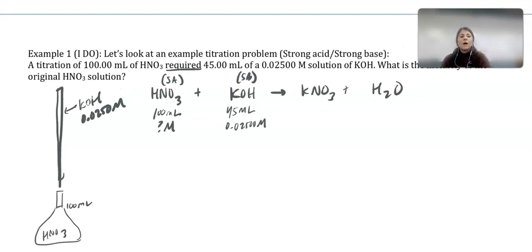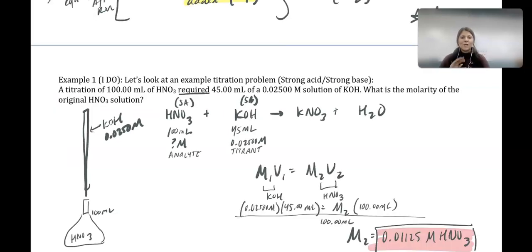So here, I want you to pause the video. What is the equation we need to use for equivalence point to solve for an unknown concentration? So, putting all of the titrant on one side and analyte on the other, I plugged in all my information, got M2 by itself by dividing by 100 milliliters. I got my unknown concentration as 0.01125 molar HNO3. All right, moving on.